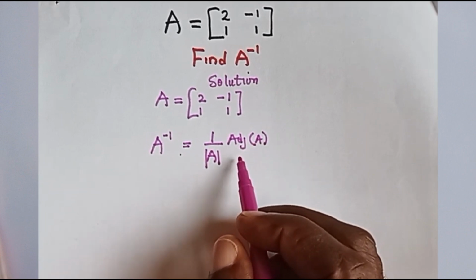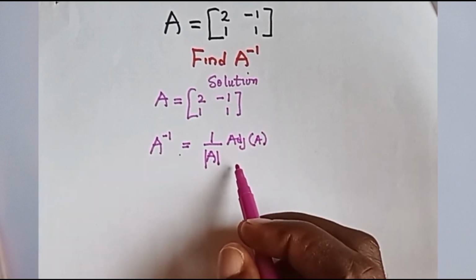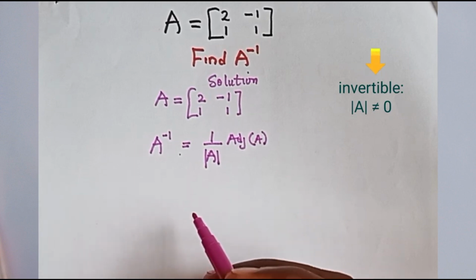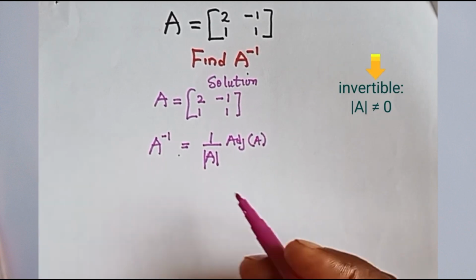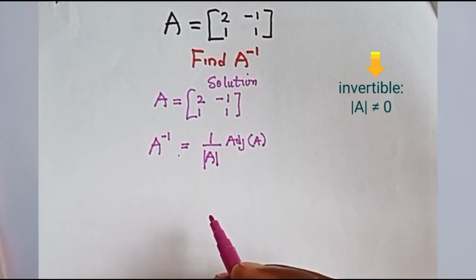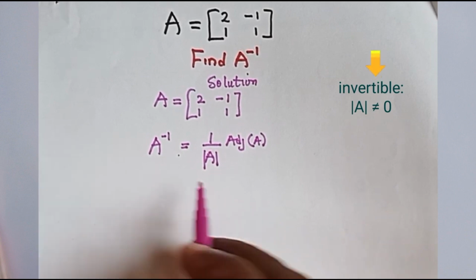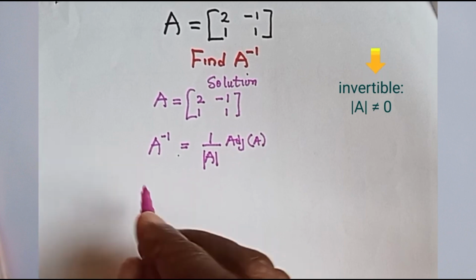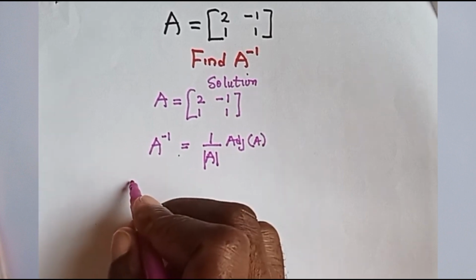Before we even start to use the formula, we have to check if the matrix is invertible. When a matrix is invertible, it means the determinant is not equal to 0. So we have to find the determinant first. If the determinant gives us 0, it means this matrix is not invertible. So let's find the determinant.